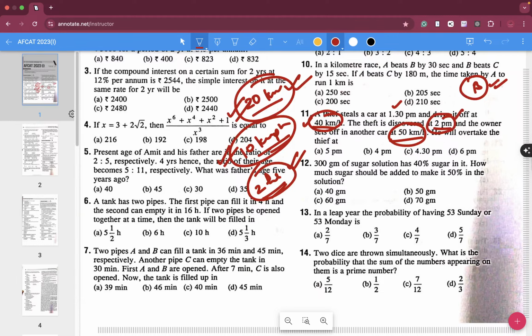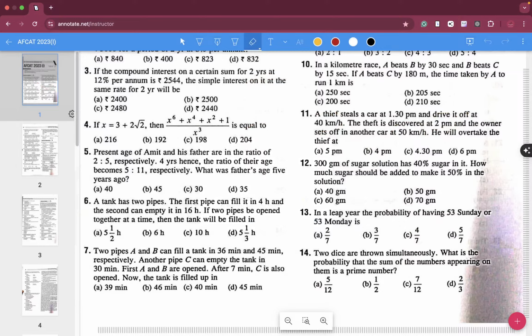The owner started at 2 p.m., then obviously at 4 p.m. he will chase it down. Extremely easy. Now moving on to question number 12.